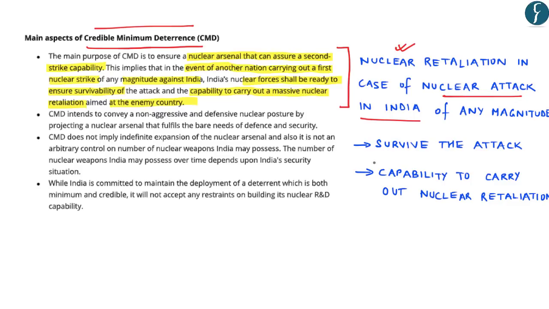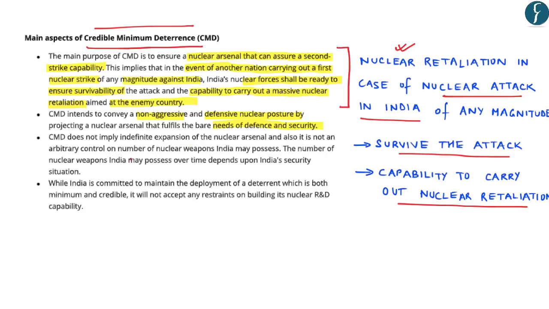So this effectively mentions two aspects. First, to survive the nuclear attack launched on India. And second, the capability to carry out instant nuclear retaliation on the enemy country. The whole aspect of credible minimum deterrence is that India will launch a retaliatory nuclear attack only when it is attacked by a nuclear weapon. This retaliatory aspect, only after being attacked, also showcases the need for defense and security. Effectively, CMD intends to convey a non-aggressive and defensive nuclear posture by projecting a nuclear arsenal which fulfills the bare needs of defense and security.